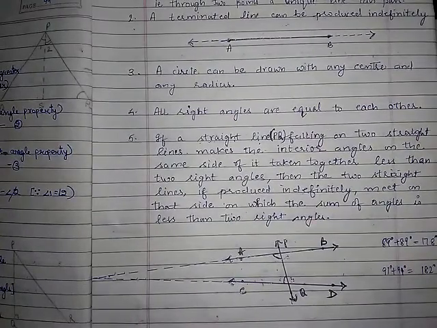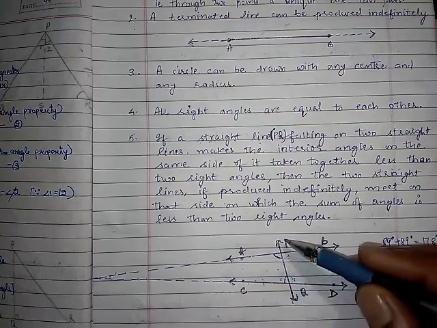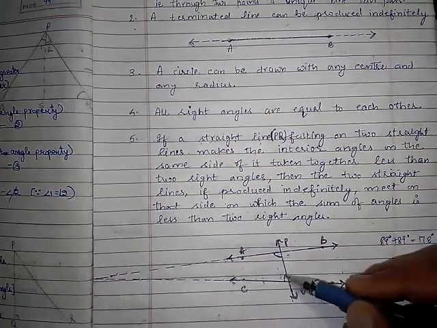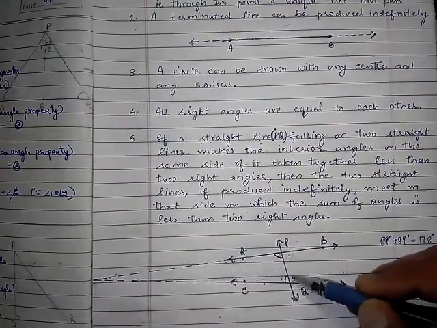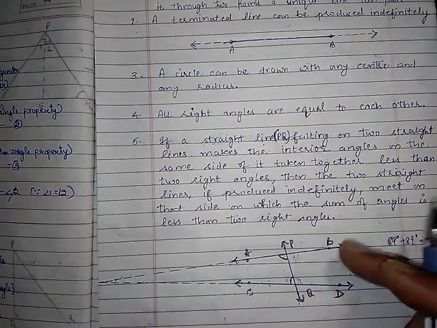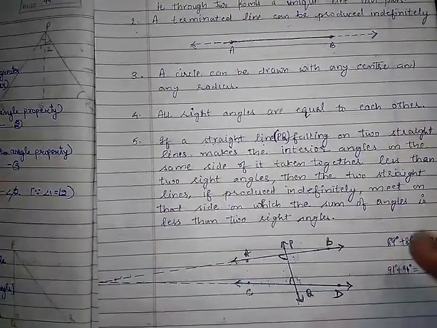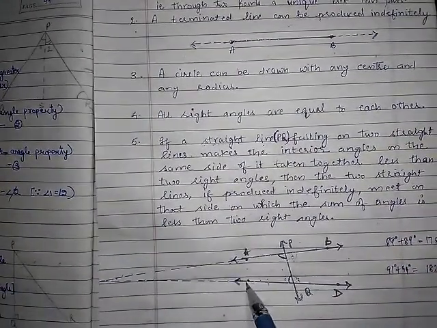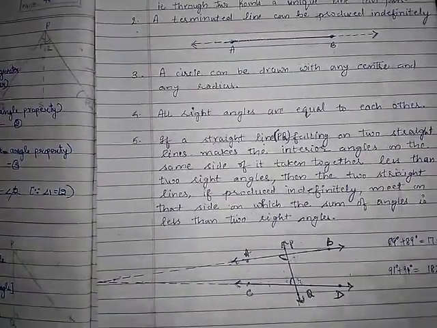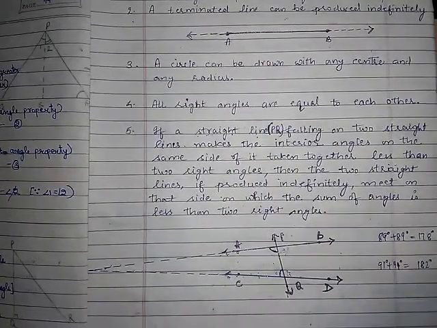Right? Understood or not? So AB and CD are two lines. PQ is the line which is falling on them, making the two co-interior angles, this one and this one, this and this also. We are talking about one pair. Then on the side at which the sum of these two co-interior angles is less than 180 degrees, these two lines will intersect each other on that side only. That is the geometrical proof here. Okay, that is the postulate 5.